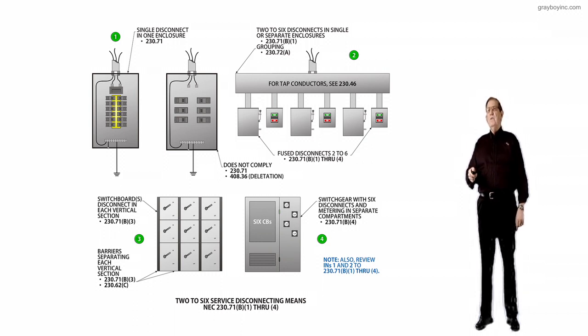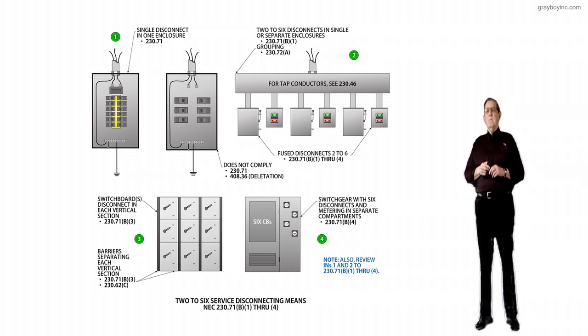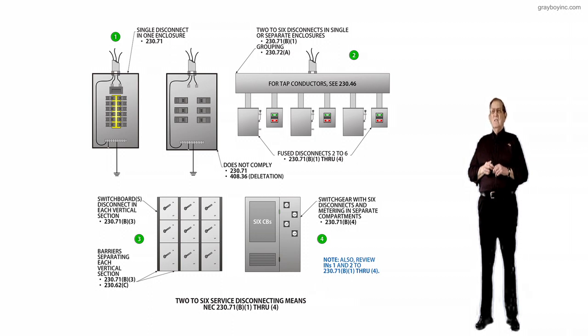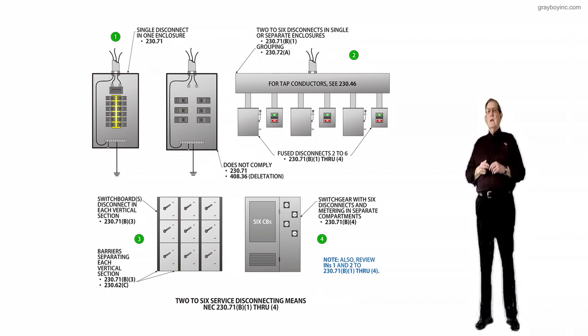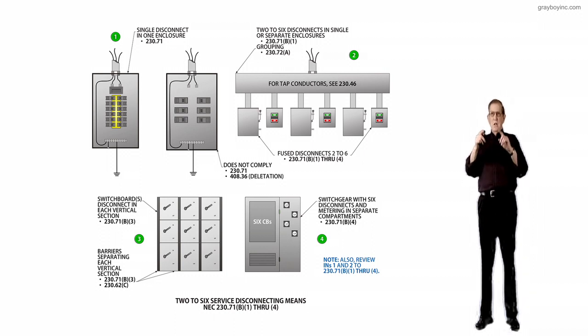Note, also review the informationals 1 and 2 to 230.70B1 through B4. And then you understand that this barrier here isolates this section from this section. And that's exactly what this 230.70B4 is talking about. So notice that we looked at the previous illustration and this illustration, and we tied together 230.71A with 230.71B, and you get a good feel for what's taking place there.